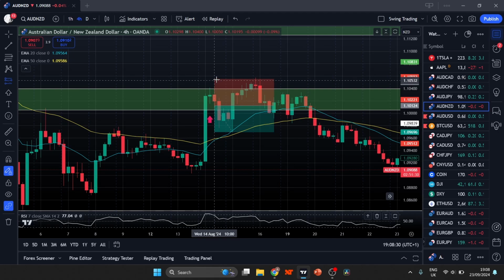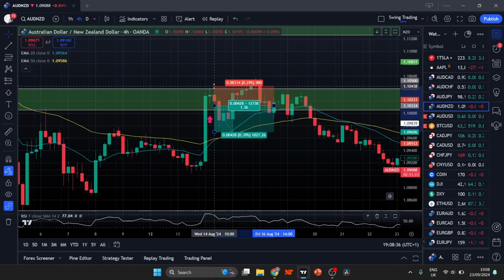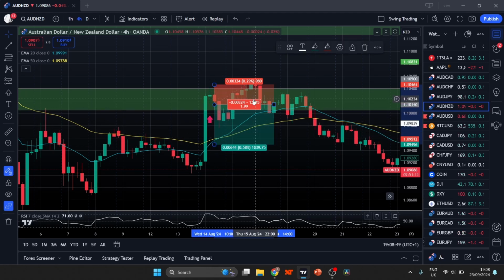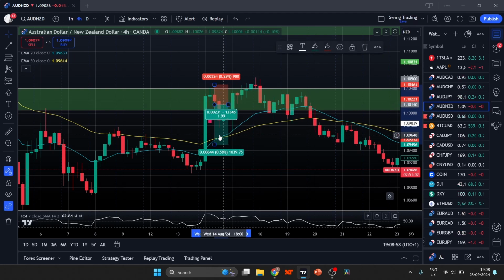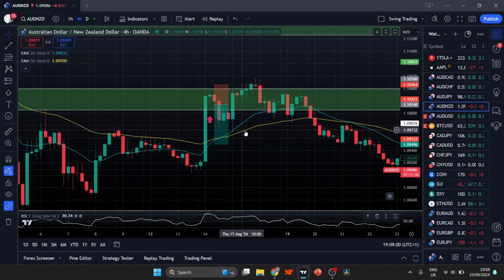Okay, so I'm going to adjust this so it's about 3 pips above. Entry point is there. And unfortunately, it doesn't give us a 2-to-1. We get stopped out just here. Okay, that's fine. We'll move on to the next one.